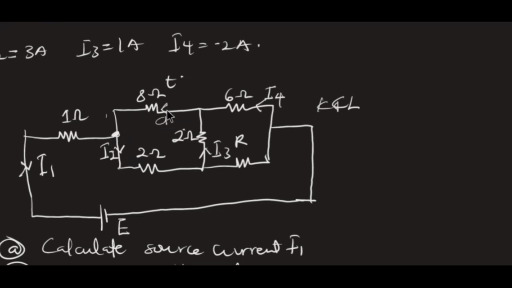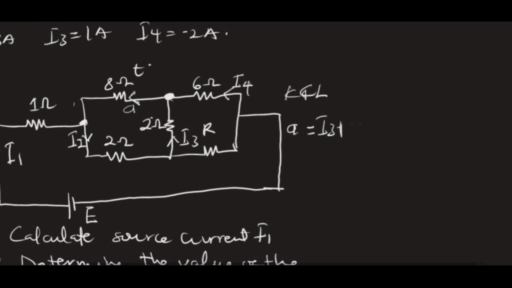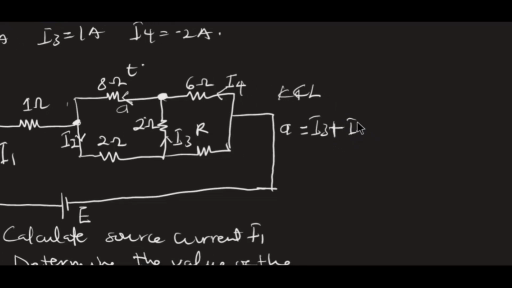Now where is A also coming from? A is coming from this node, and at this node we have I3 coming in, I4 coming in. They will combine to give A. So our A is simply equal to I3 plus I4. I3 is equal to 1 ampere. Our I4 is negative 2, so minus 2. So A is equal to negative 1 ampere. Now we know that the A coming in is negative 1 ampere.